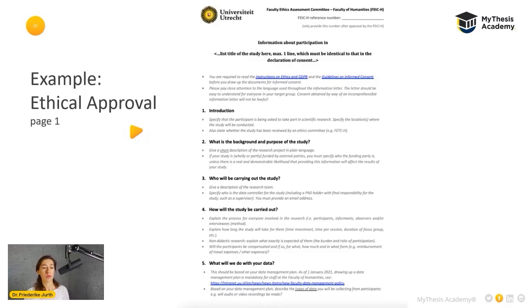Then you also need to clarify the background and the purpose of your study. So you should provide a short description of your research project in clear and simple language. Here it is written as plain language, as you already know. And you also need to inform if your study is funded by external parties. If so, you need to specify the details of this funding.